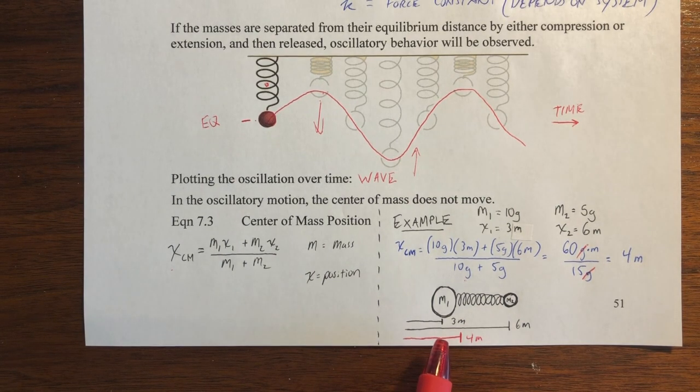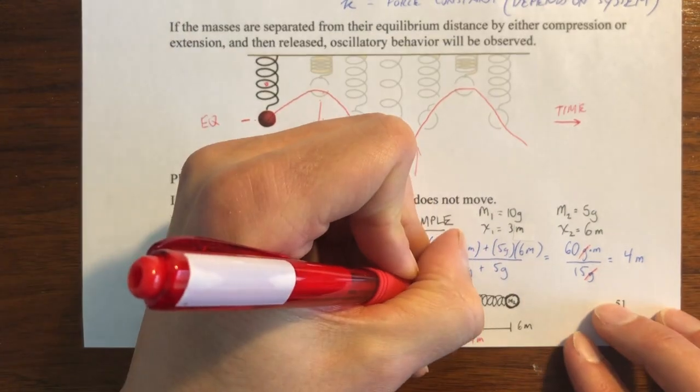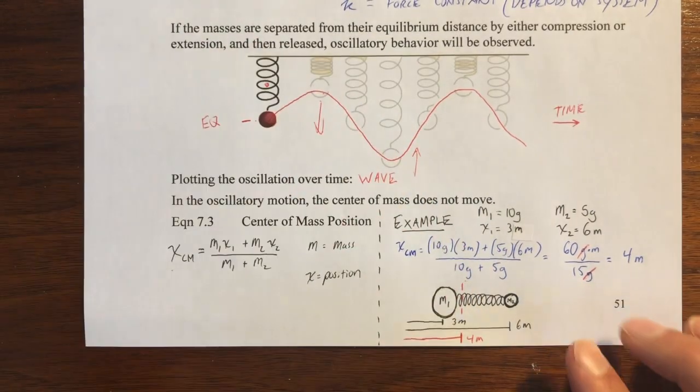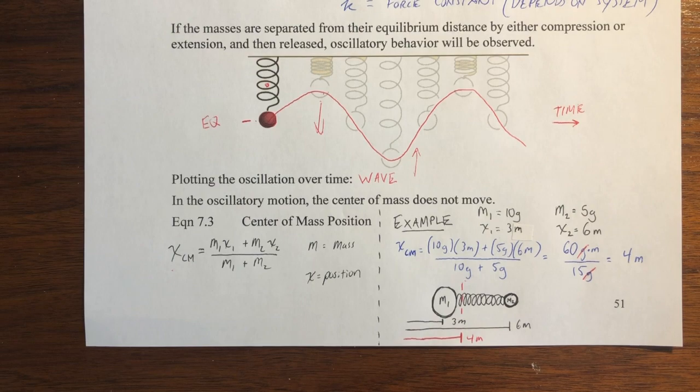So if on our x-axis we're looking at position, mass number 1 would show up at 3 meters, mass number 2 would show up at 6 meters, and the center of mass would be right here at 4 meters. And that makes sense, because the center of mass would be closer to the larger mass.